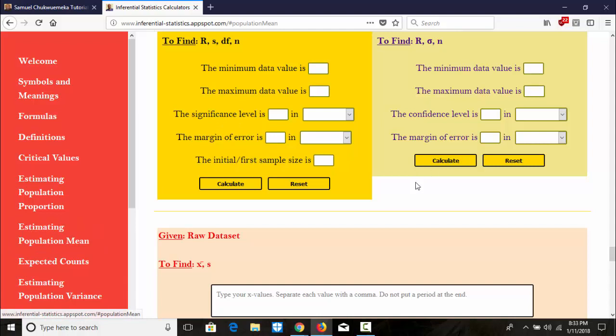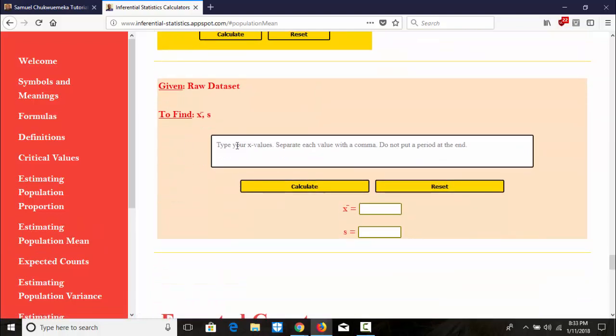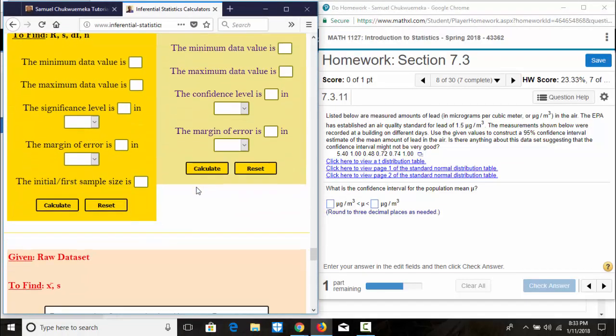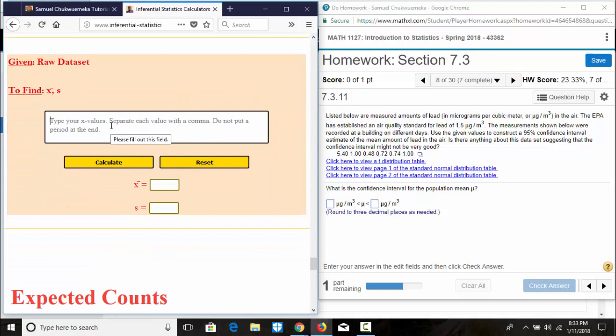Still under estimating population mean, just scroll down and type in your data set here. So we'll type in 5.40, 1.00, 0.48, 0.72, 0.74, 1.00, and you press calculate.